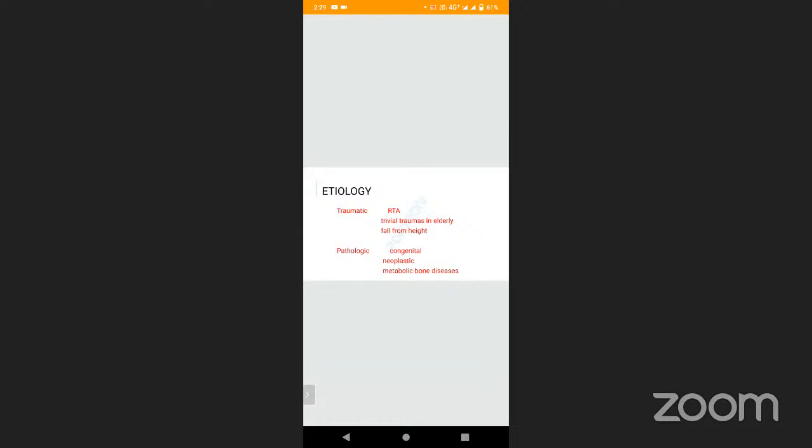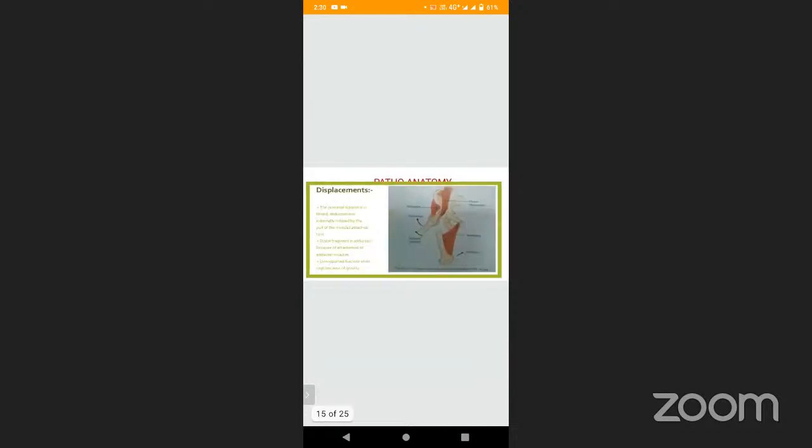Another is metabolic bone disease, for example scurvy, rickets, or Gaucher's disease. All these metabolic bone diseases can produce fracture because of the loss of strength of the femoral bone. So this is the etiology of fracture.